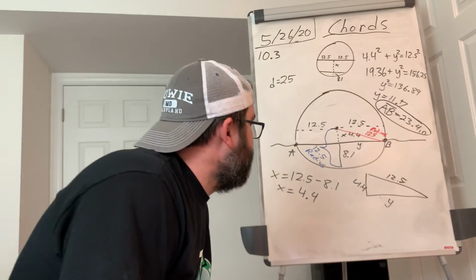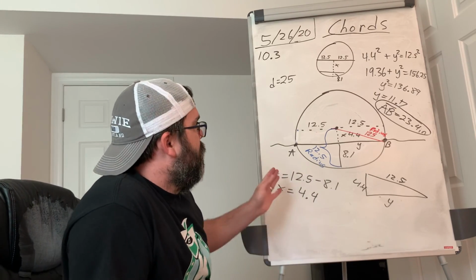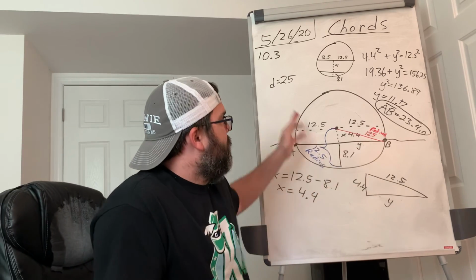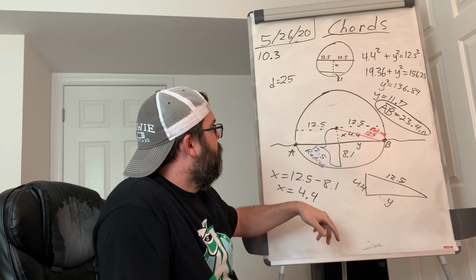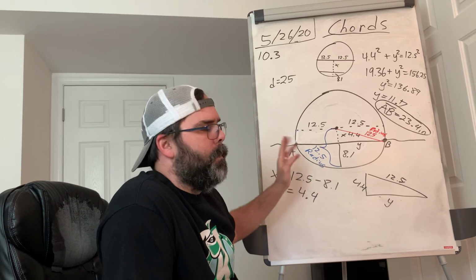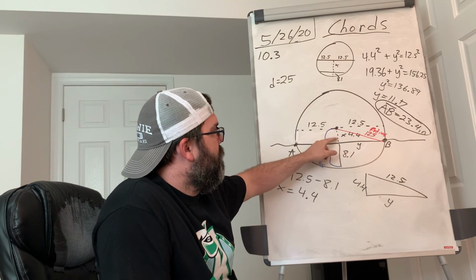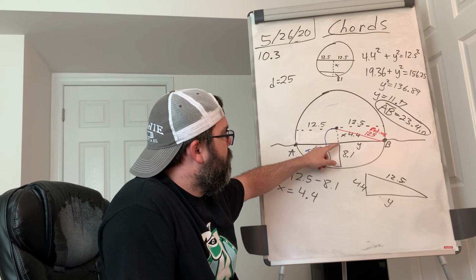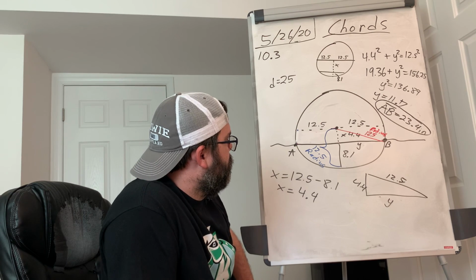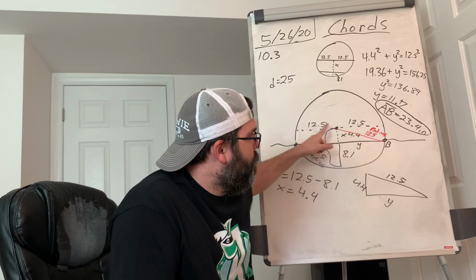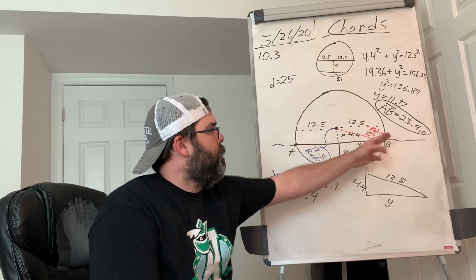Okay, so let me recap. It's a lot. I know it's a lot. This is the hardest type of problem you're going to do for this section. All right, they gave us the diameter. We cut that in half to get the radius of 12.5, and we subtracted 8.1 to find this length here. Then we used this length and this new radius I drew to find the missing side here, and then I doubled this to get the total distance between A and B.